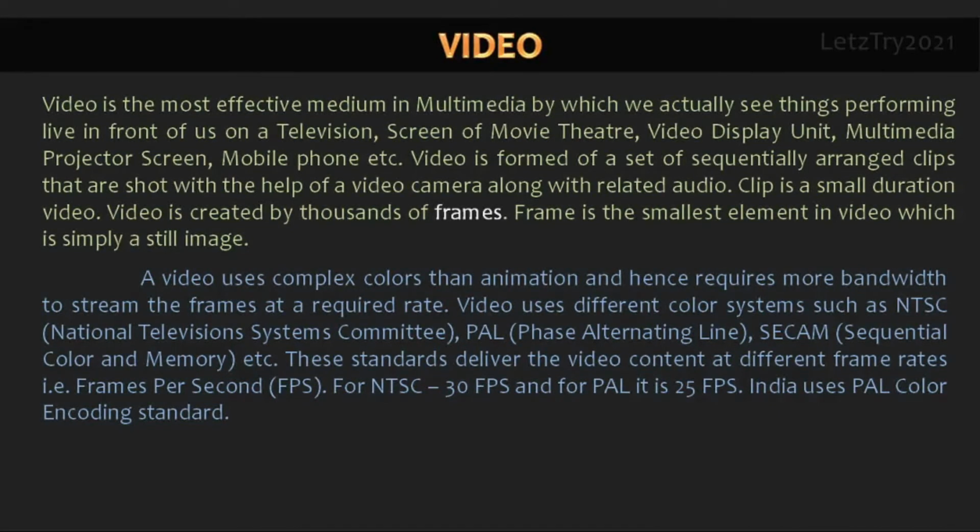Video uses different color schemes such as NTSC, National Television Systems Committee, PAL, phase alternating line, SECAM, sequential color and memory, etc. These standards deliver the video content at different frame rates, that is, frames per second, FPS. For NTSC, 30 FPS, and for PAL, it is 25 FPS. India uses PAL color encoding standard.